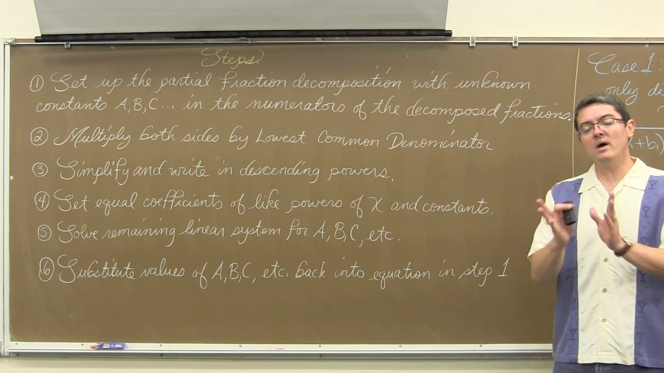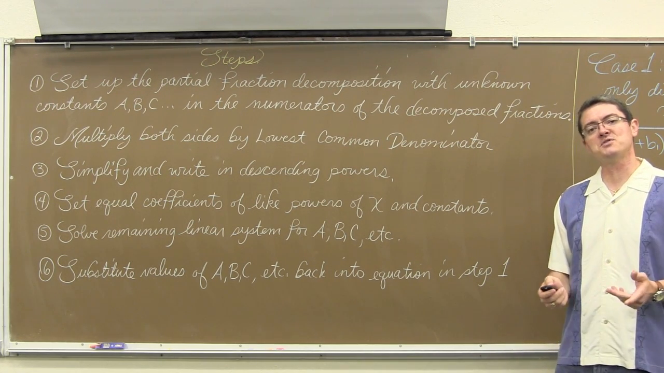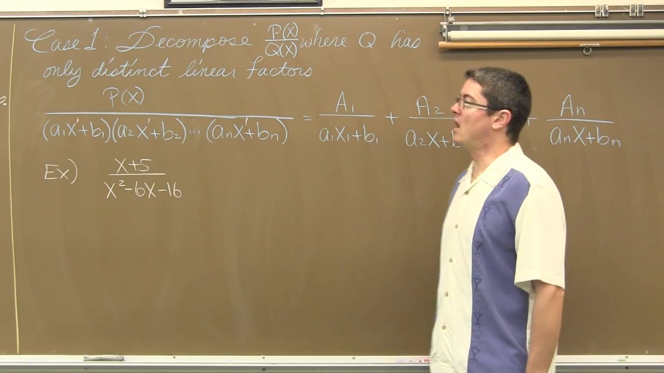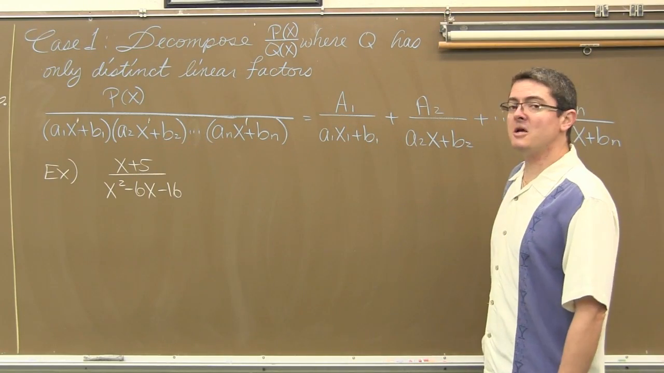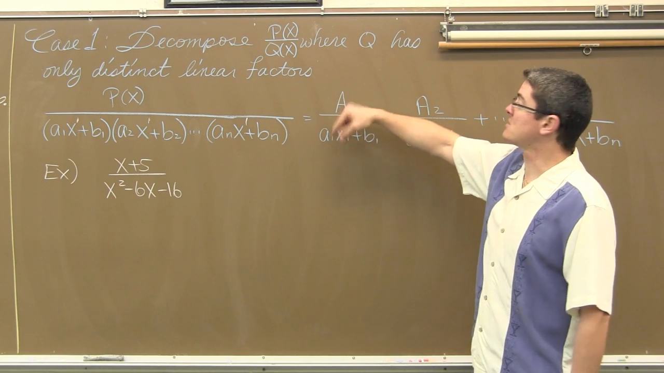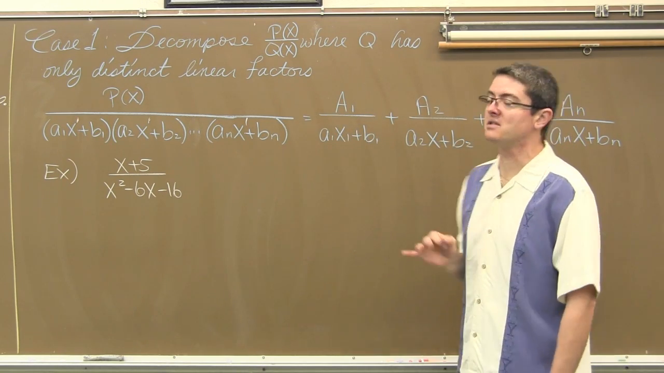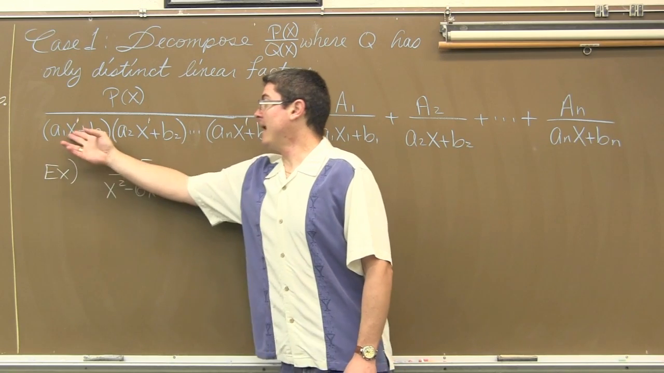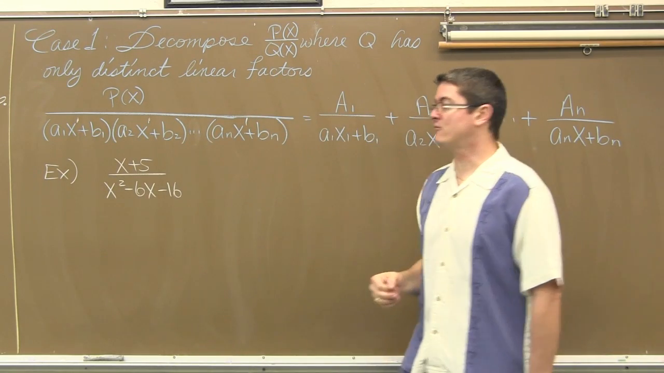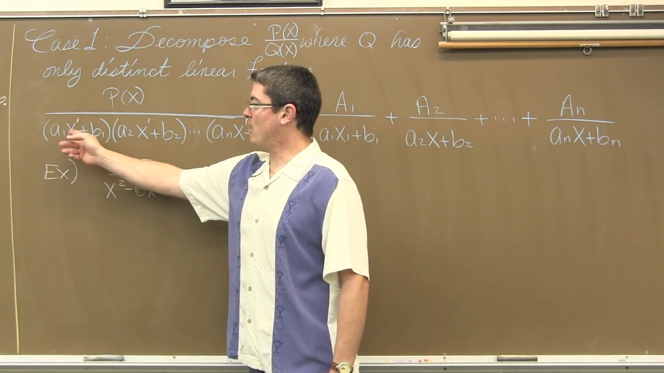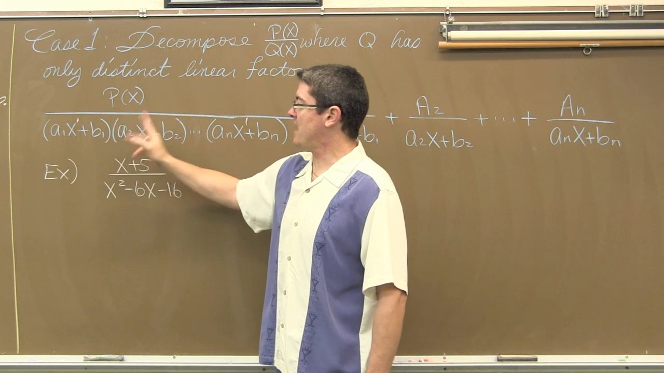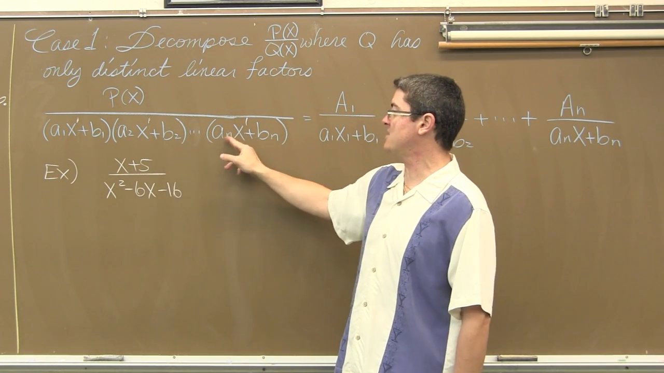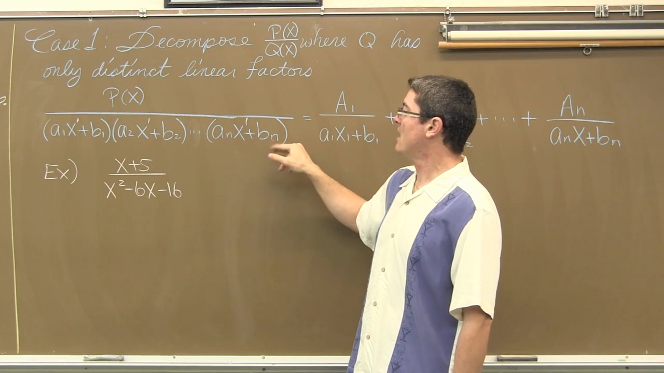So let's get to what case 1 is and start our first example. In case 1, we're going to decompose p of x over q of x, where q has only distinct linear factors. So we have p of x over q of x already in factored form, where it's a sub 1 x plus b sub 1 times a sub 2 x plus b sub 2 dot dot dot times a sub n times x plus b sub n.